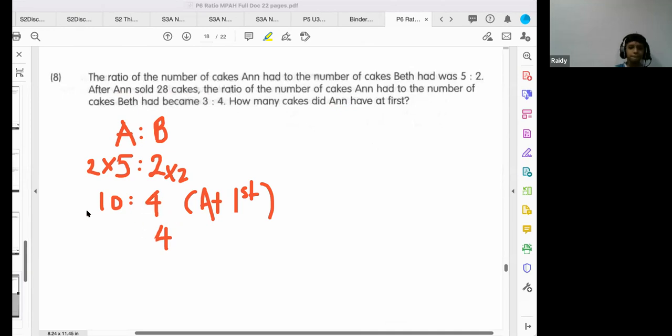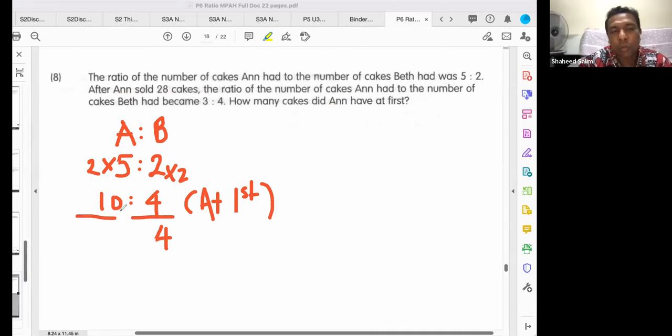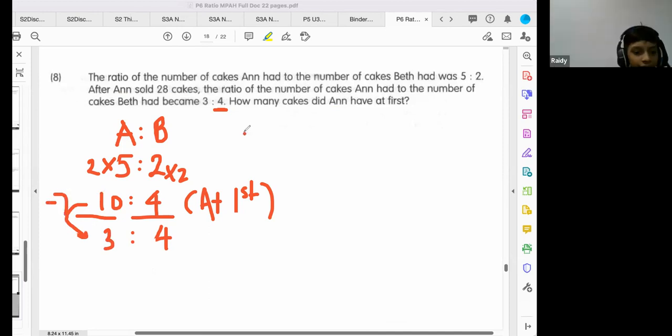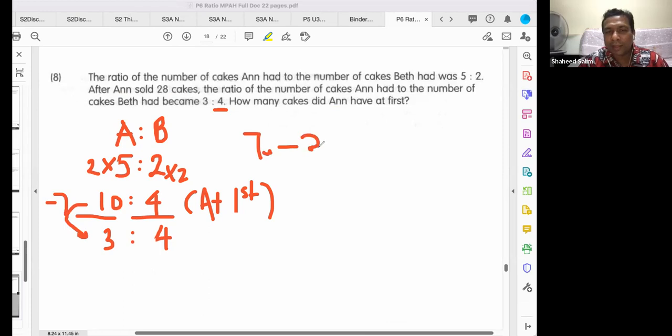Okay, so we try. This is at first, right? It's an equivalent ratio. Why do we want it to be 4? Because Beth's amount does not change. It's 4 at the end. And Anne's decreases from 10 to 3. You minus 7 units. Now, 7 units is 28 cakes. How do we know? Because she sold the 7 units. It decreased by 7, which means she sold 28 cakes. 7 units is 28, so 1 unit is 28 divided by 7, which is 4 cakes.